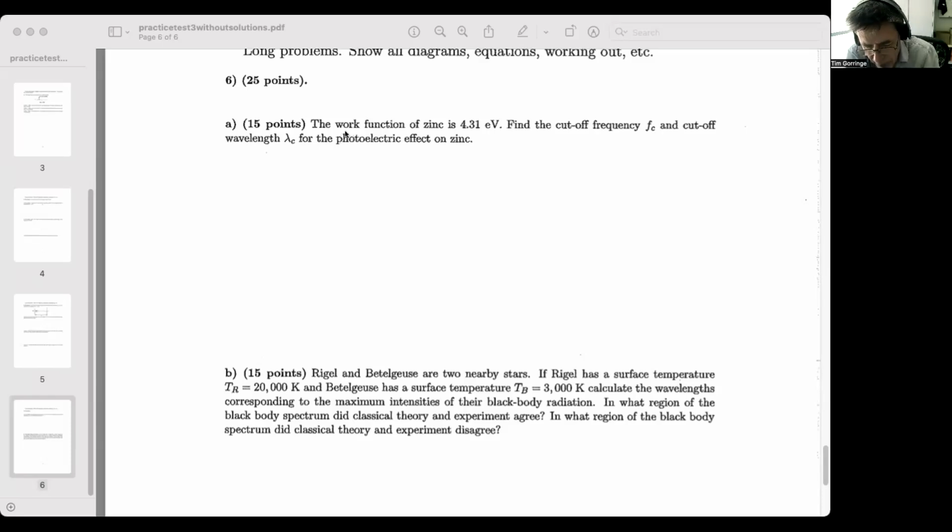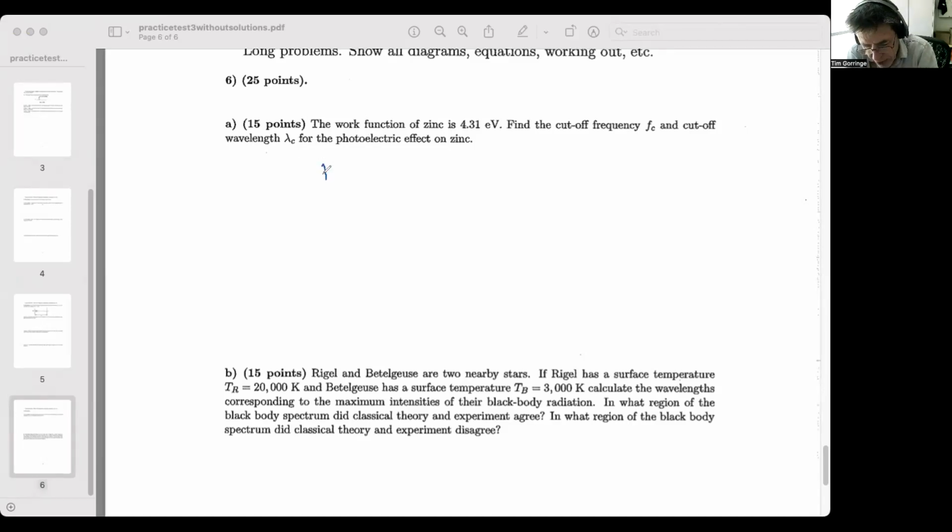In the first part of the problem, we're told that zinc has a work function of 4.31 electron volts. We're told to figure out the cutoff frequency and the cutoff wavelength for the photoelectric effect in zinc. So let's see if we can go ahead and do this.